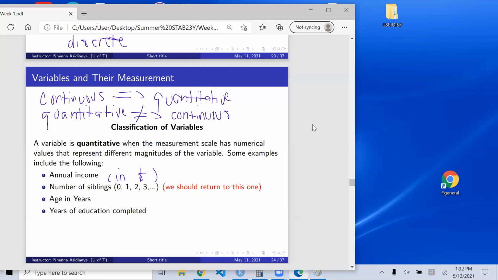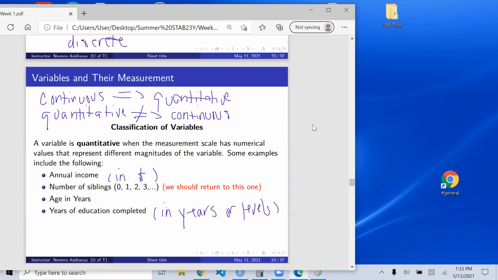So if you list it in terms of actual years, then it's going to be continuous. But if you talk about how many levels you completed, so in years or levels, they're both quantitative, but not the same, right? So in years it's going to be continuous. But if I talk about levels, like you went through grade 1, grade 2, then it's obviously discrete. So it depends on how you list it.